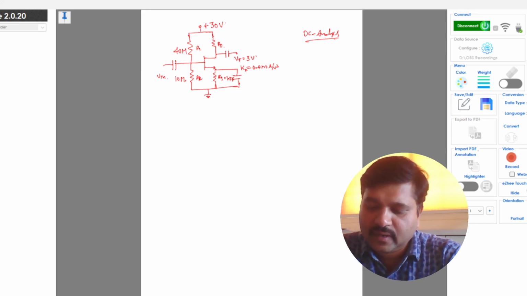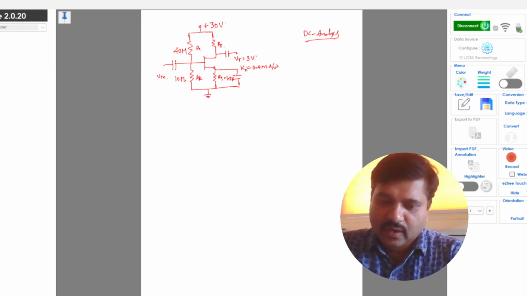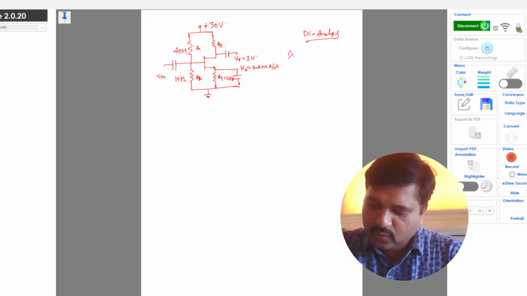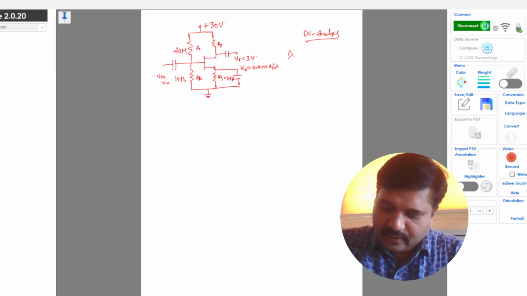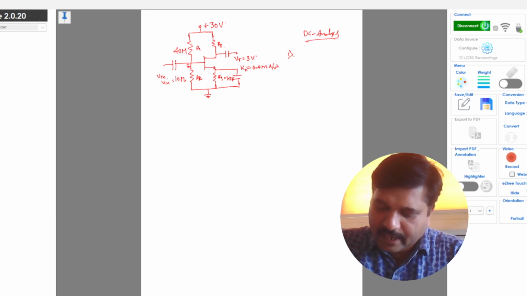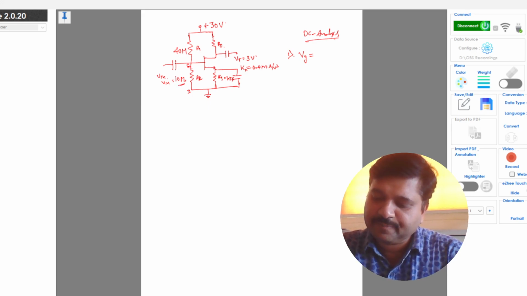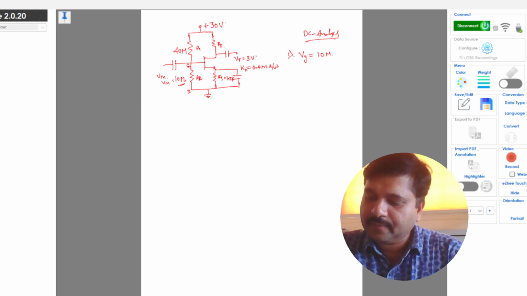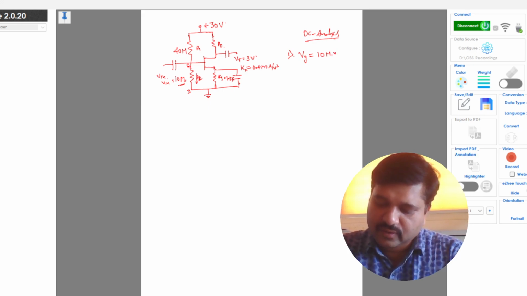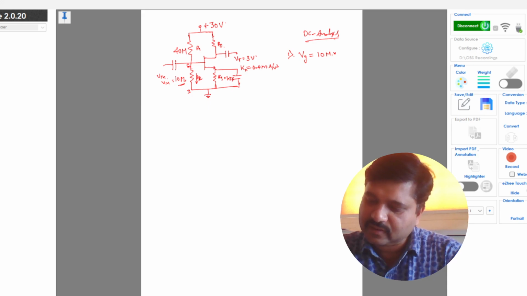Okay, when we are doing the DC analysis, first we will find out the input voltage. Vin is nothing but the voltage from gate to the reference. So my Vg is nothing but the voltage across the 10 mega ohm resistance. Vg is equal to 10 mega into the current flowing through this resistance R2, 10 mega ohm, which is given by 30 volts divided by 40 mega plus 10 mega.